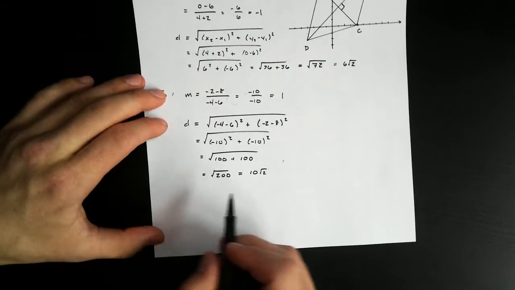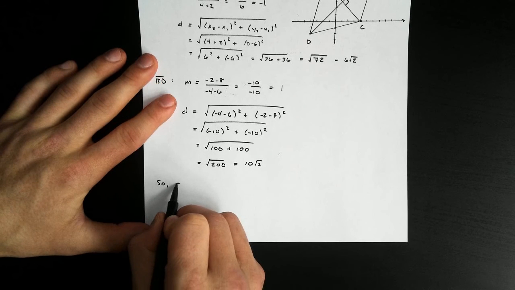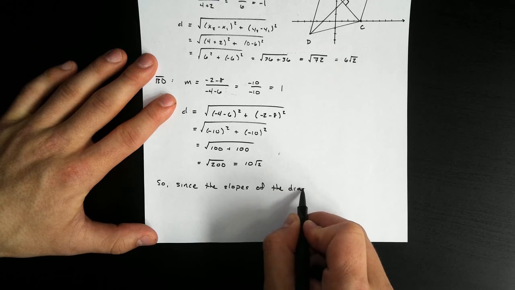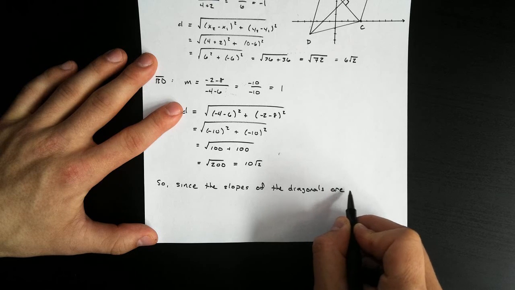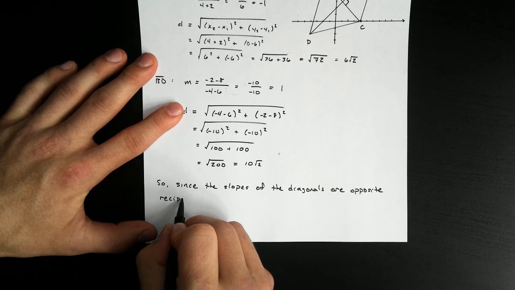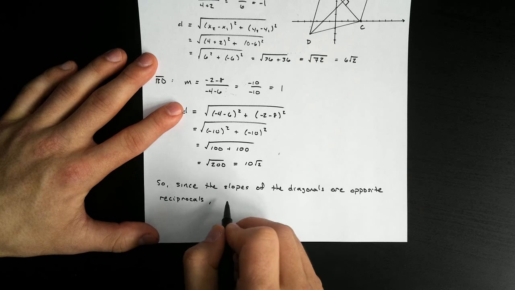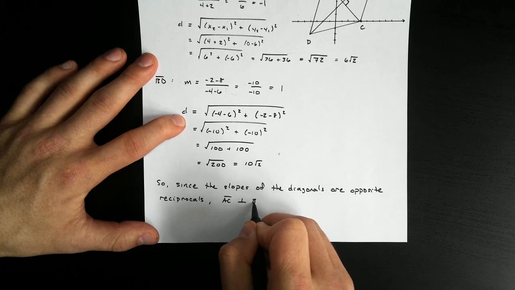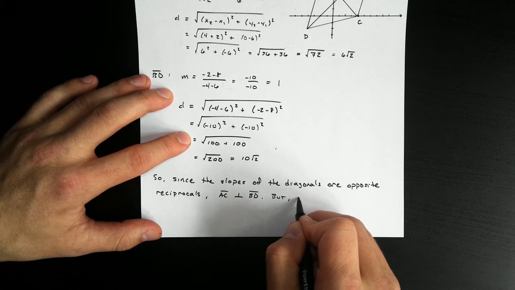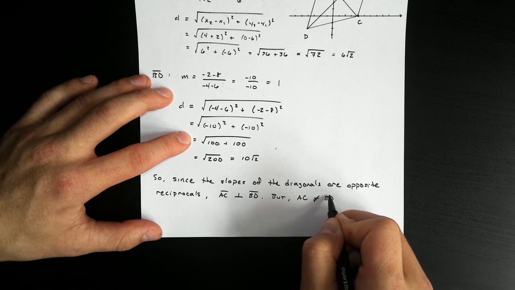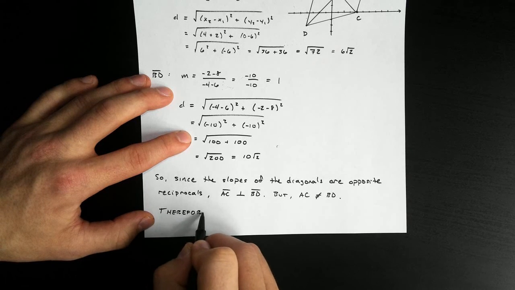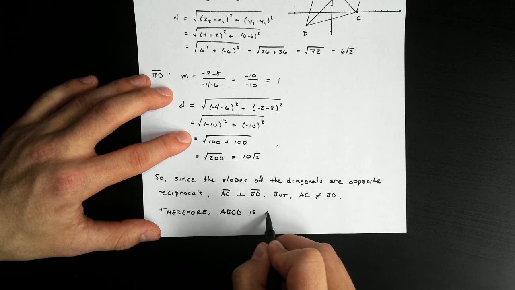So then I just want to summarize that. So we see that the slopes are opposite reciprocals. We know that AC is perpendicular to BD. But we also saw that the length, so AC is not equal to BD. So therefore, ABCD is a rhombus.